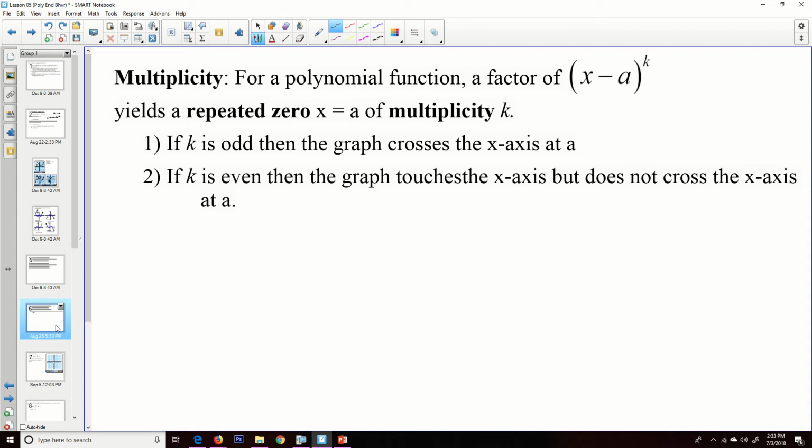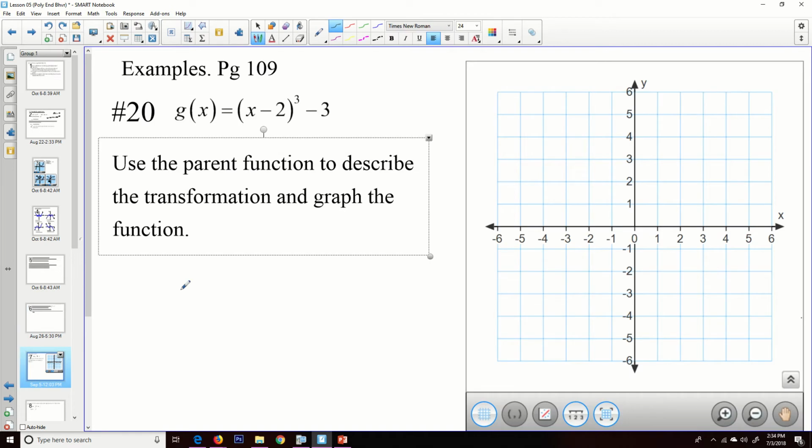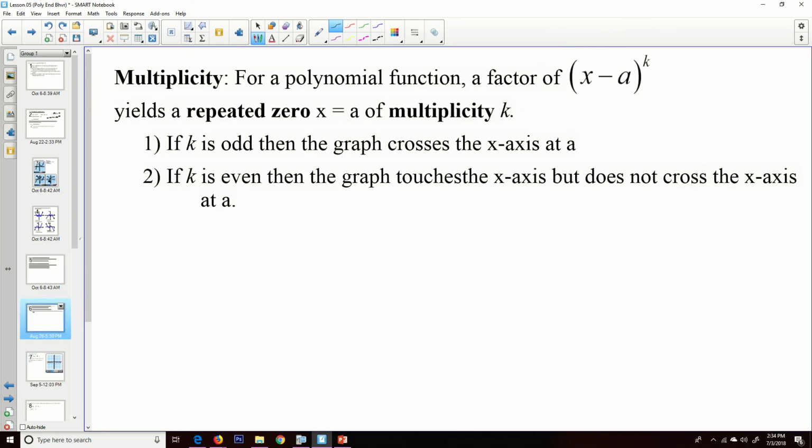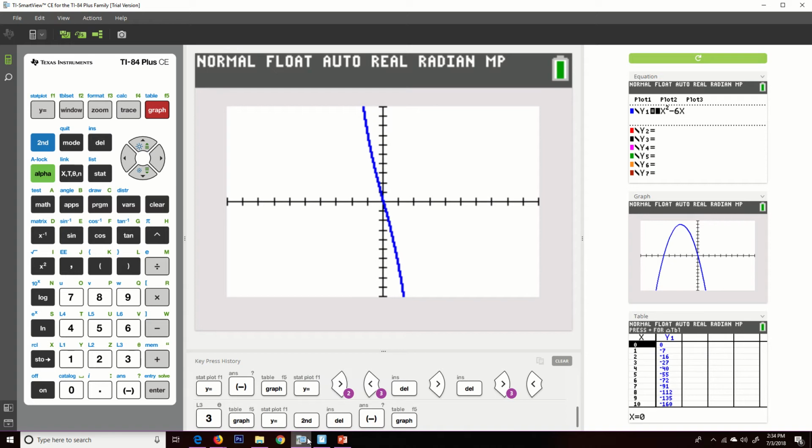Multiplicity: a polynomial function with factor x minus a to the k yields a repeated zero x equals a of multiplicity k. If k is odd, then the graph crosses the x-axis at a. If k is even, then the graph touches the x-axis but does not cross the x-axis at a. All right, so what does that mean? Well, again, let's go to the graphing calculator real quick.